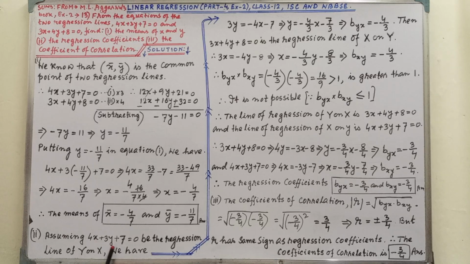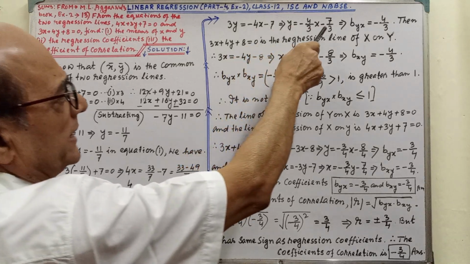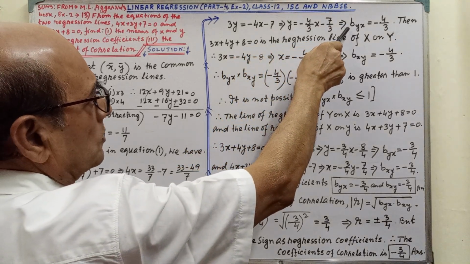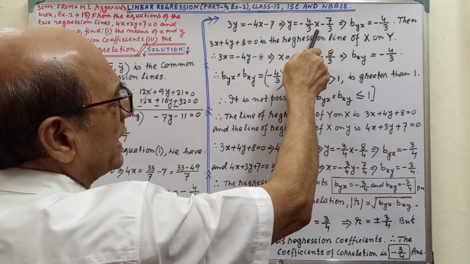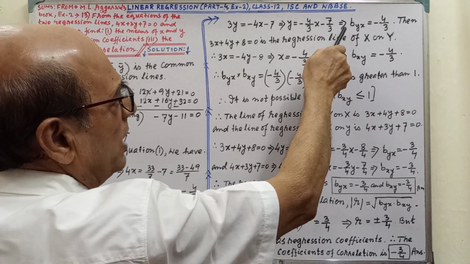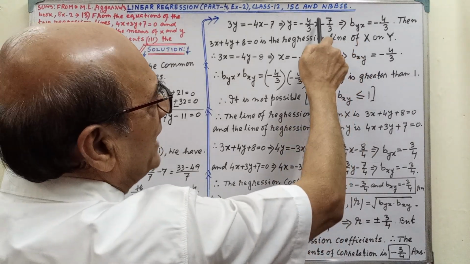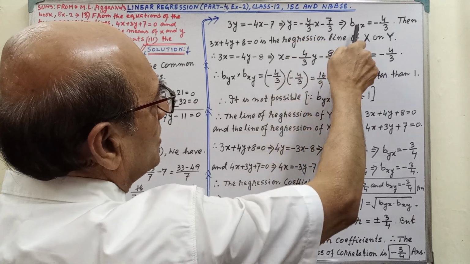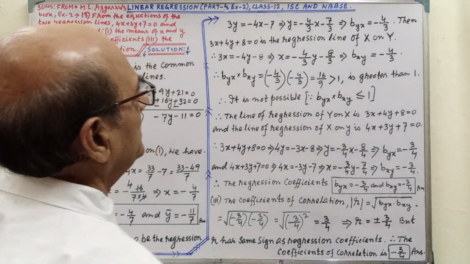Assuming that 4x plus 3y plus 7 equal to 0 is the regression line of y on x, we have to find out the slope, that is, the coefficient of regression. We have to convert it into gradient form, that you have also learned in class 10 and 11. In that way, we are getting the coefficient of regression, that is slope, minus 4 by 3.